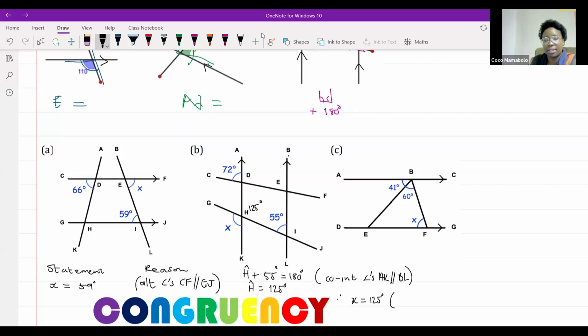Not adjacent, that's it, Kulani, correct. They are vertically opposite angles, vert-op angles. Good. That's it, Sanele. All right, good, vert-op angles.